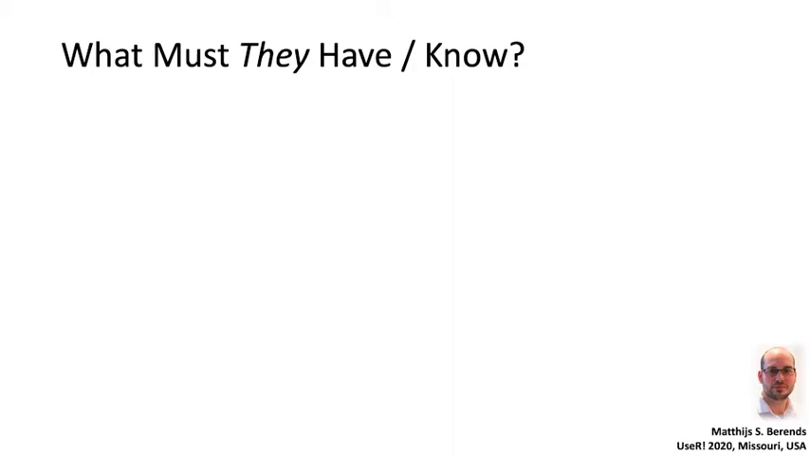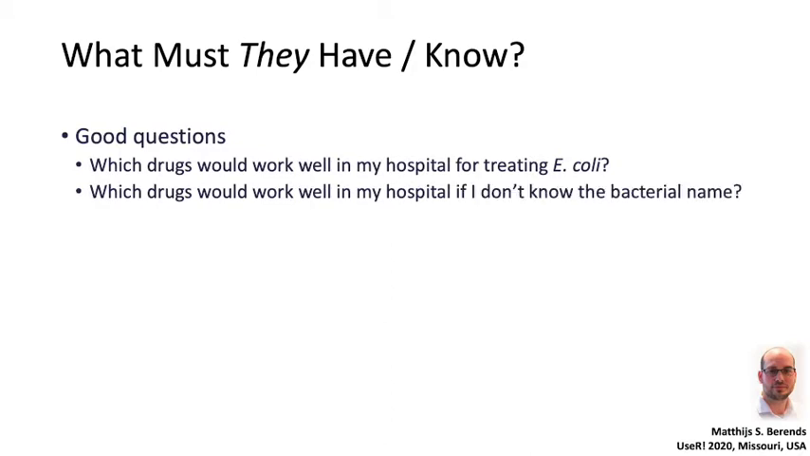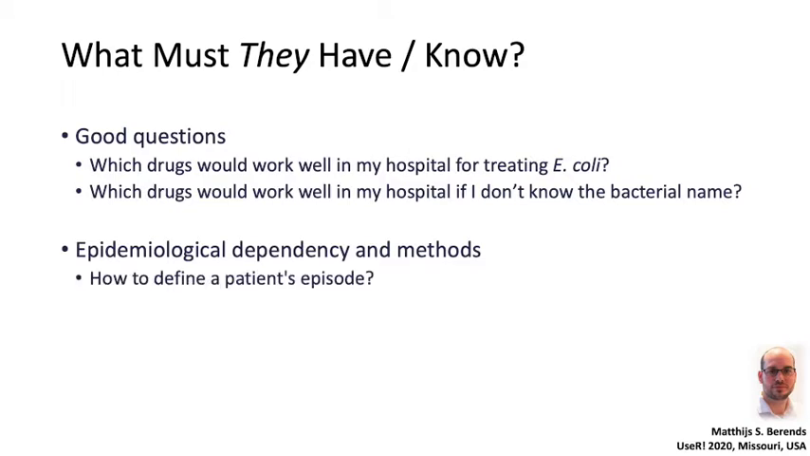So what must they have or know? And with they I mean those people analyzing, your data scientists or epidemiologists. Well, they should have good questions, and they should be asked by other doctors perhaps, like which drugs would work well in my hospital for treating E. coli, or which drugs would work well in my hospital if I don't know the bacterial name. They should, of course, also understand something about epidemiological dependencies and methods, like how should I define a patient's episode, right? If you get a urine tract infection in February and you get one in October again, then that's two different episodes, and you should treat it as two different patient episodes.